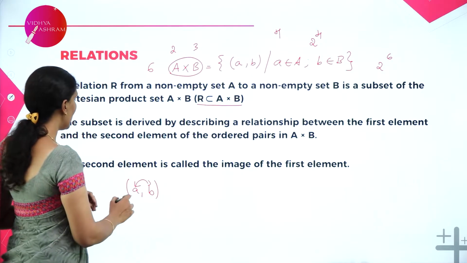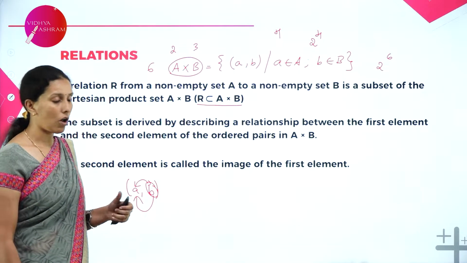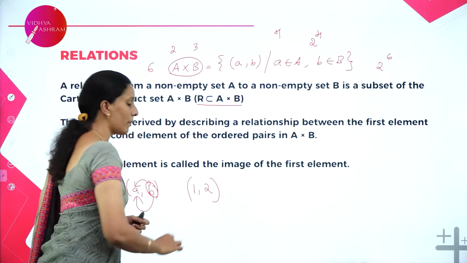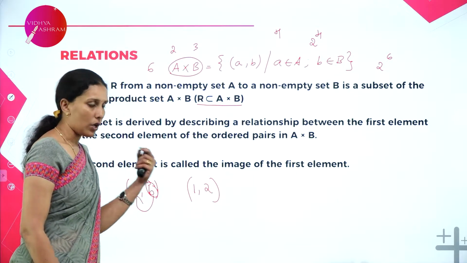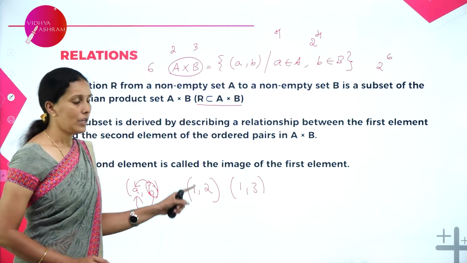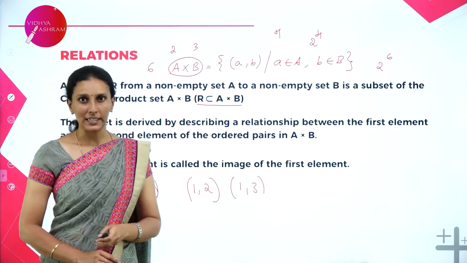And always the second element is called the image of the first element. Whenever I write (1, 2) as an ordered pair in the relation set, we always say 2 is the image of 1. When I write (1, 3), we say 3 is the image of 1. So that is why the second element is called the image of the first element.